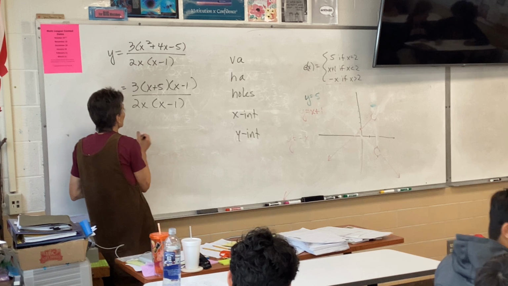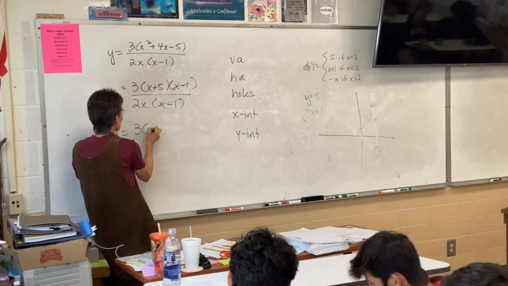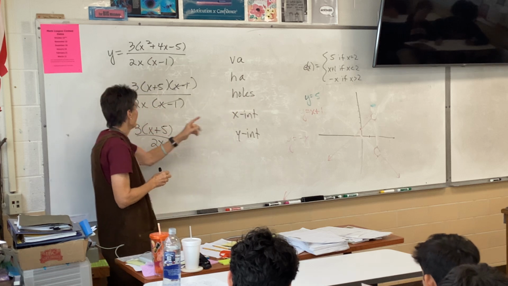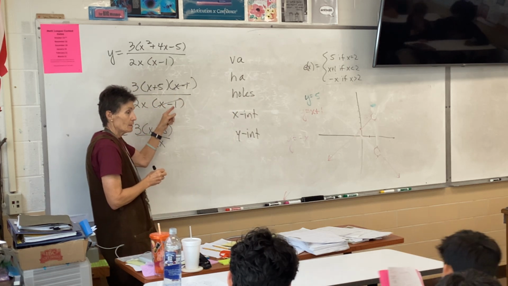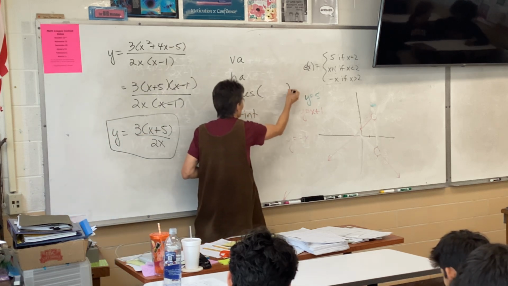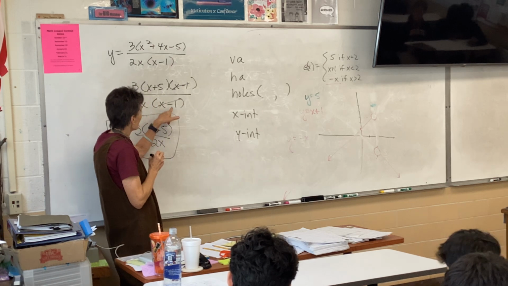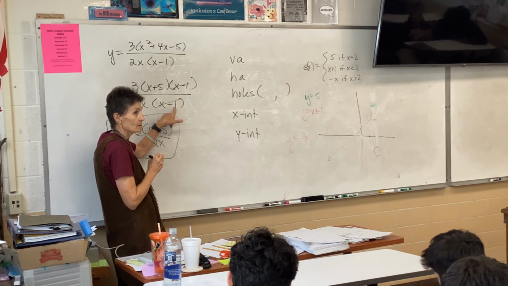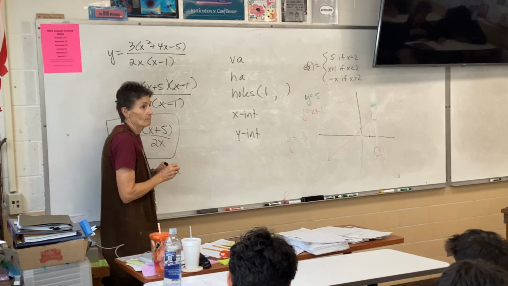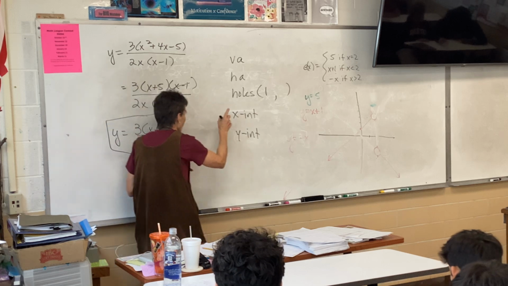Okay, so what did we notice? There's a hole. We're gonna have a hole because we can cancel. Guys, you aren't ever gonna have a hole unless you can do this. Now, this is what's left. The hole is a point. And it will be at the x that got canceled out. So the x value that got canceled out is 1. The hole is a point.